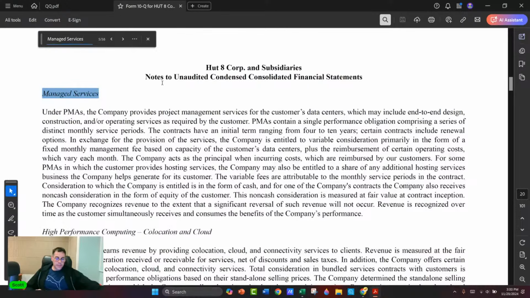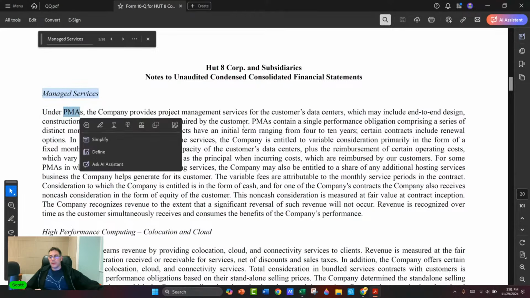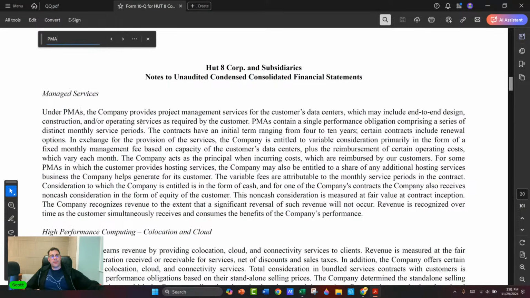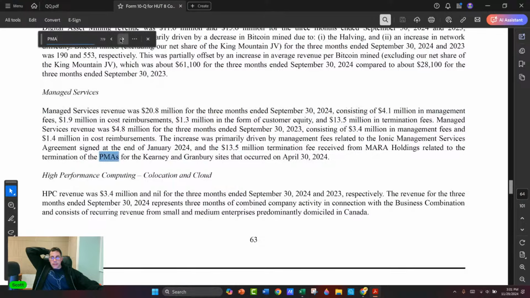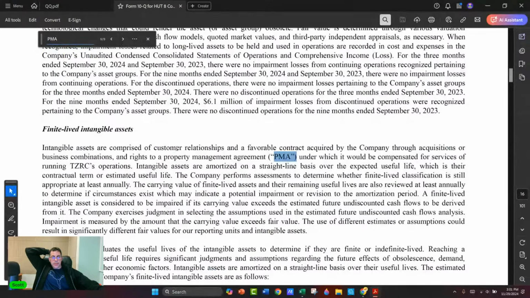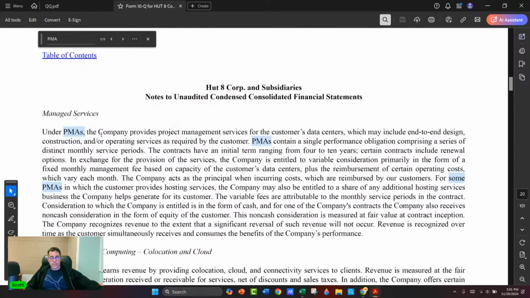Okay, managed services. So under PMAs, this is page 20. PMA is the purchase agreement. What does M stand for? The purchase. Property management agreement. It's just a contract. So managed services, this is what they do. Under PMAs, the company provides project management services for the customer's data centers, which may include end-to-end design, construction, and operating services as required by the customer.